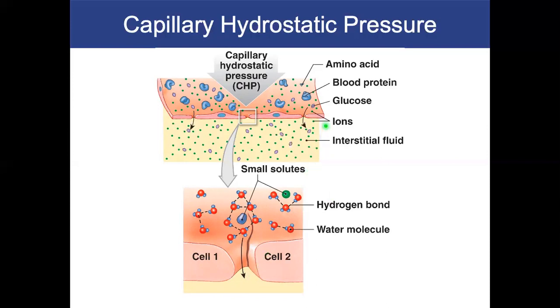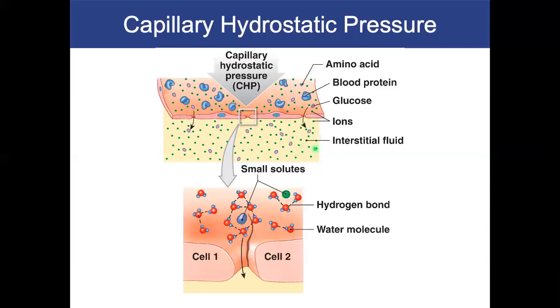What can fit through? Can ions go through the endothelial lining? Yes, they can. What about glucose? Glucose will go through. What about amino acids? Amino acids will be able to slide through. What about your albumins? Albumins are not going to be able to slide through because they're too big. So albumins stay stuck in the capillary. Your red blood cells, your white blood cells, your platelets stay stuck in the capillary bed. Everything else is going to filter through into the interstitium, right?